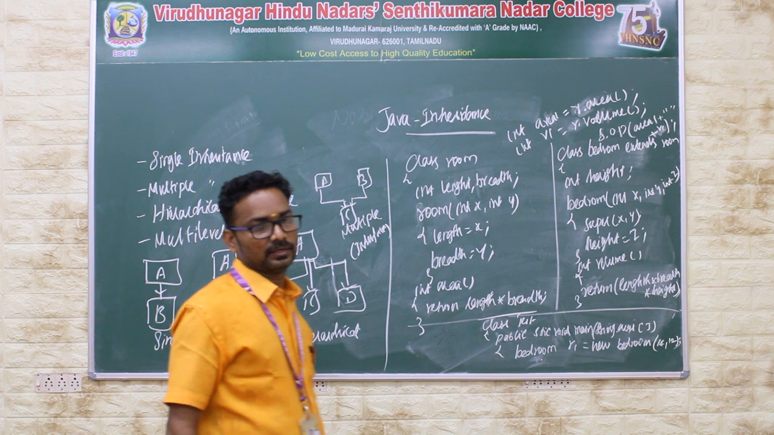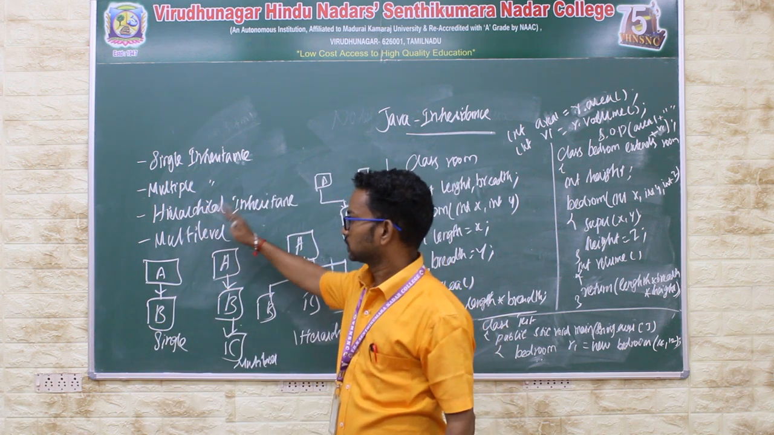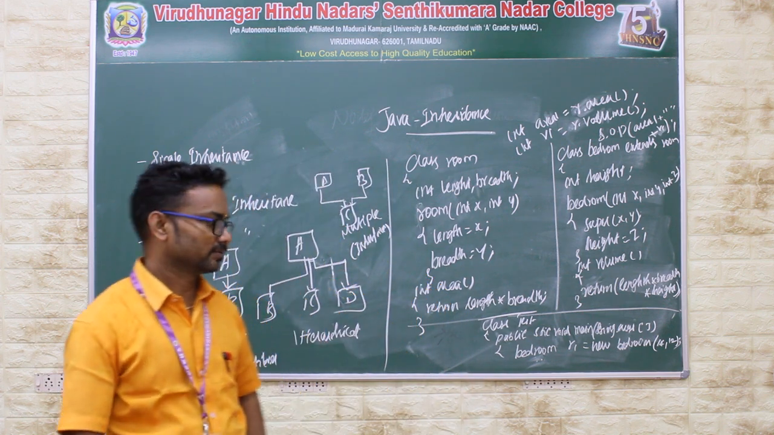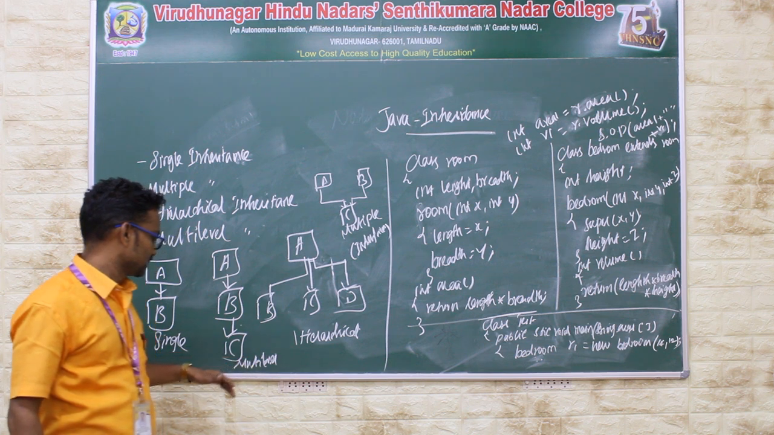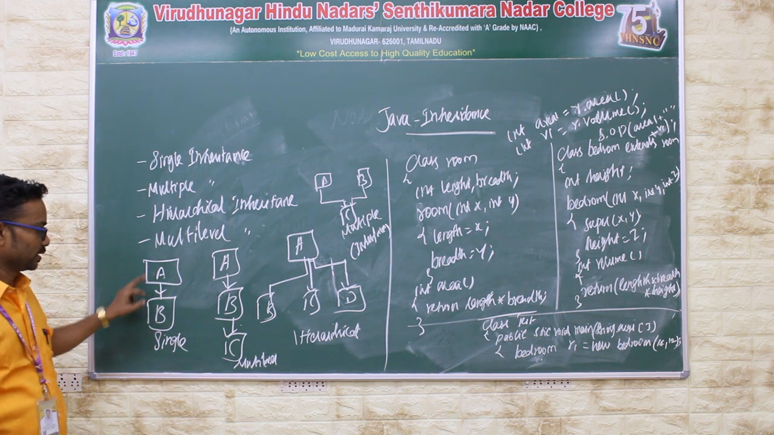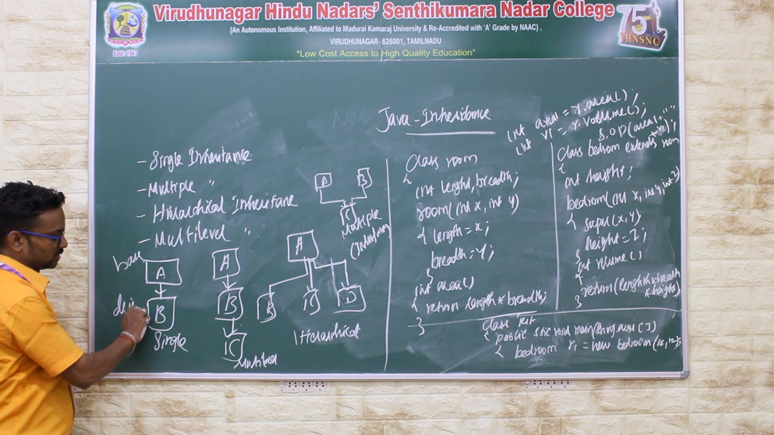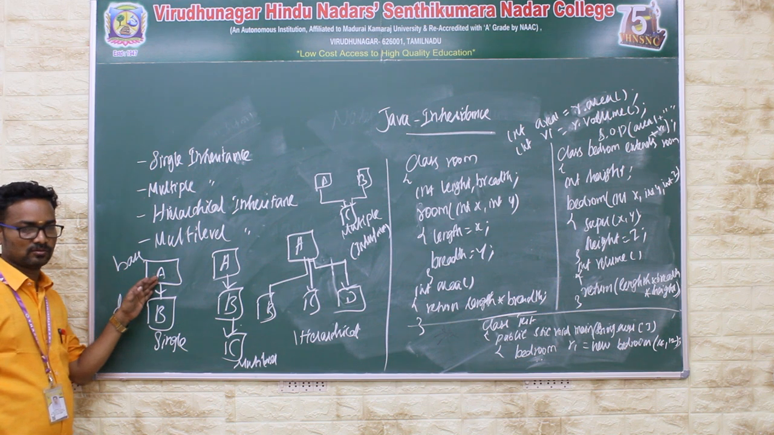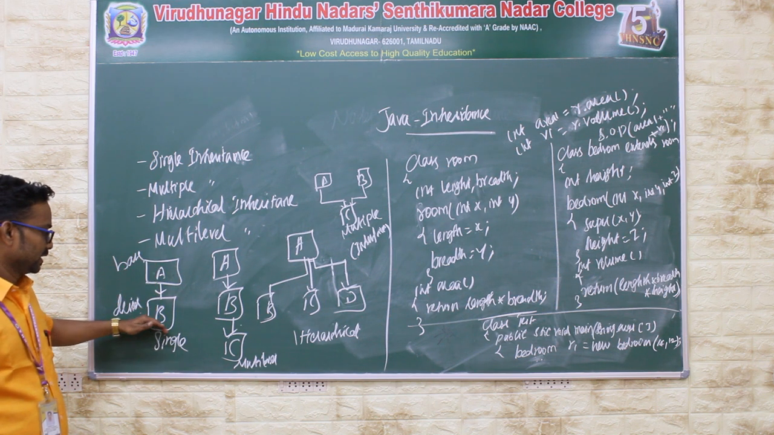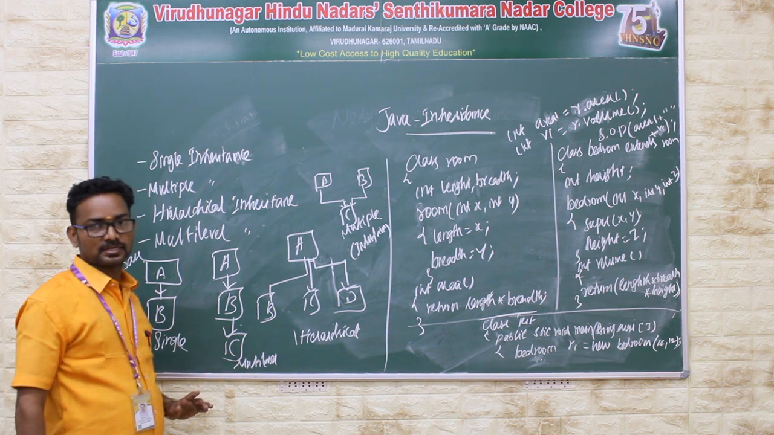There are four types of inheritance available in Java: single inheritance, multiple inheritance, hierarchical inheritance, and multi-level inheritance. Single inheritance has only one base class. A is the base class and B is the derived class. The derived class B inherits the properties of base class A. This is single inheritance.